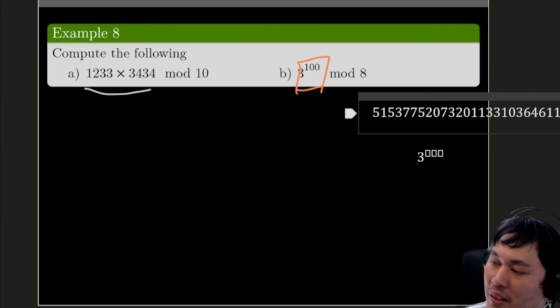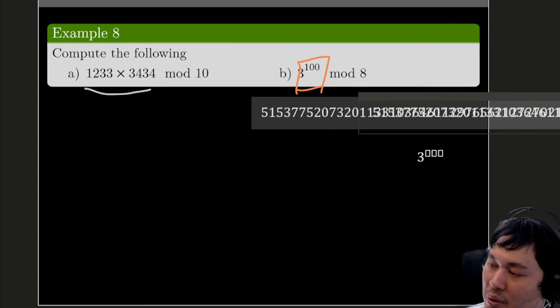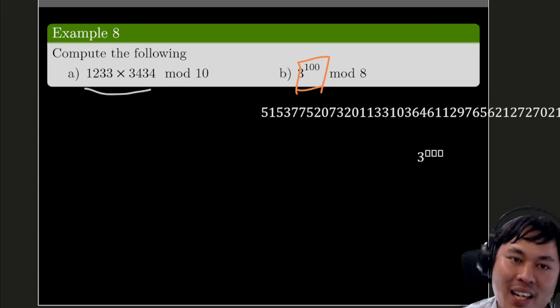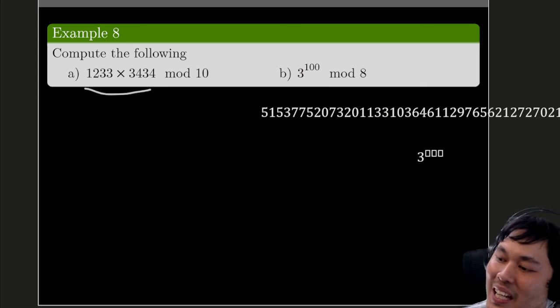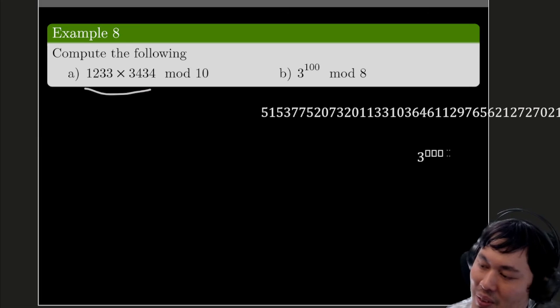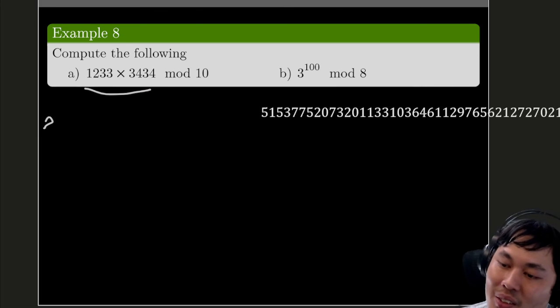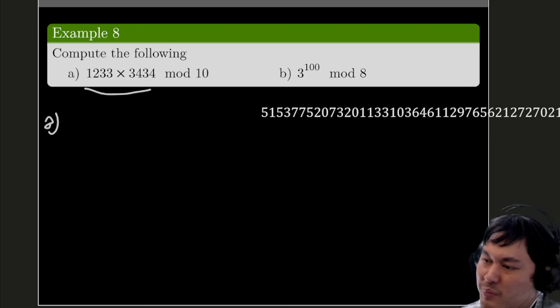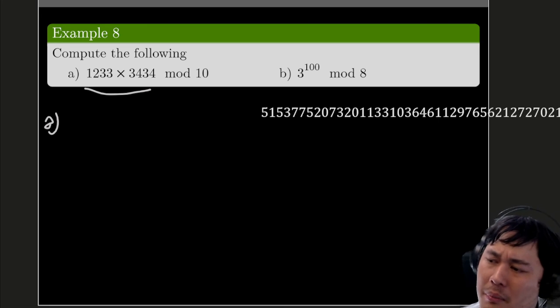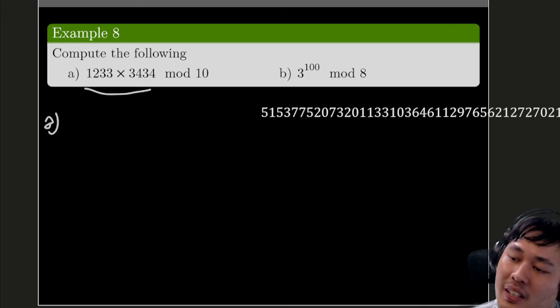Suppose we all agree that it's a bad idea to try to compute that number in mod 8. Do we have any alternative solution? Sure. Luckily we do. But let's start from A first. A is a simpler one. So we have two numbers and they are mod 10.